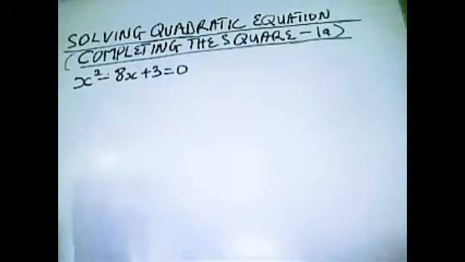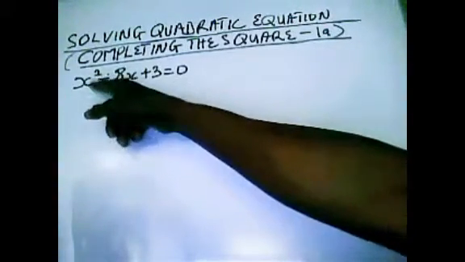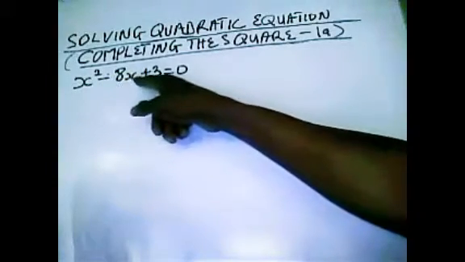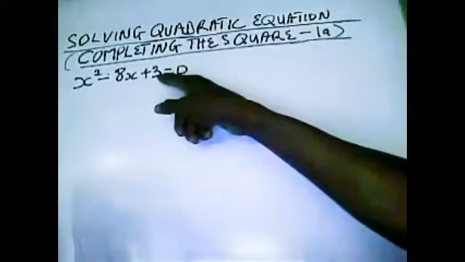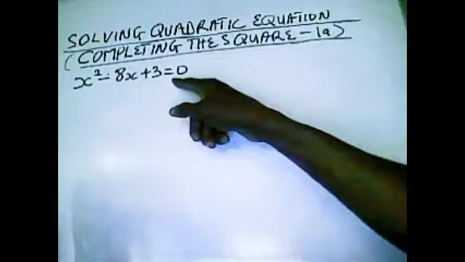In Maths Solution, we have been talking about the quadratic equation, so we are still in the quadratic equation series. For today, we are going to look at how to use completing the square method to solve quadratic equations. Now, let's look at the first example on the board. Here it says x squared minus 8x plus 3 equals to what?